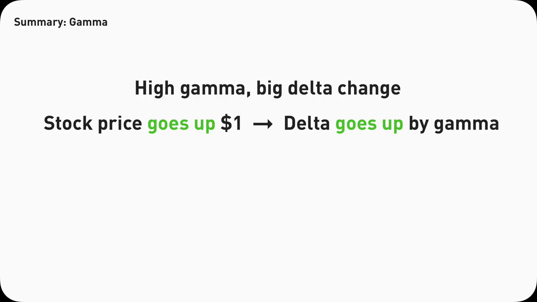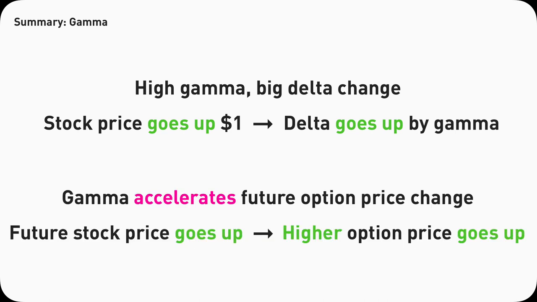In conclusion, high gamma just means bigger delta change as the stock moves, which indirectly leads to a higher option price change for every $1 stock price change later on.